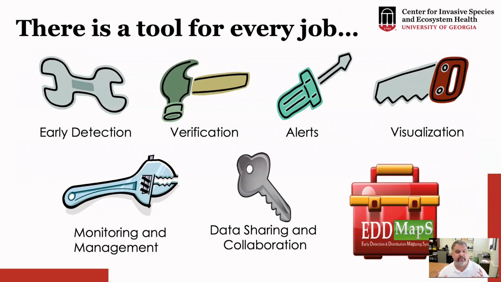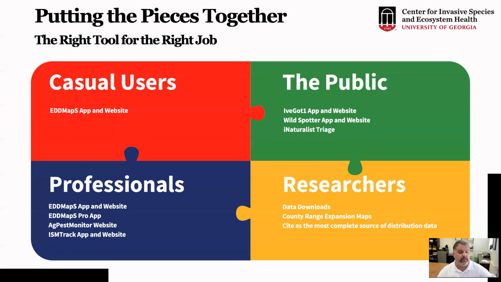Maps, we think of EDDMapS as this toolbox, and there's all these different tools that go in that toolbox. And some of them are for different users. We look at the app and the website for more casual users. We look at I've Got One, and the Wild Spotter app is more of the public. And then as we pull data from iNaturalist, another way to get data from the public. And then having the more professional apps with EDDMapS Pro, AgPest Monitor, ISM Track, and then making this data available for researchers to really be able to get the data from one place.